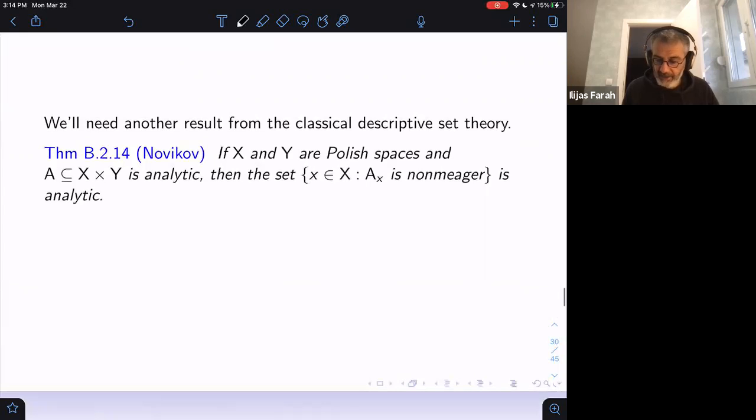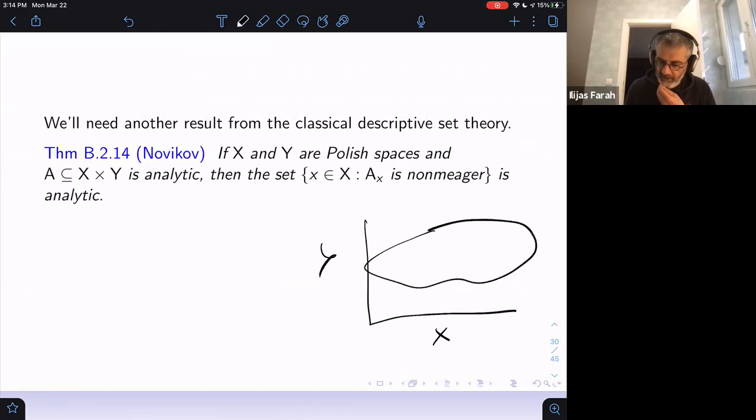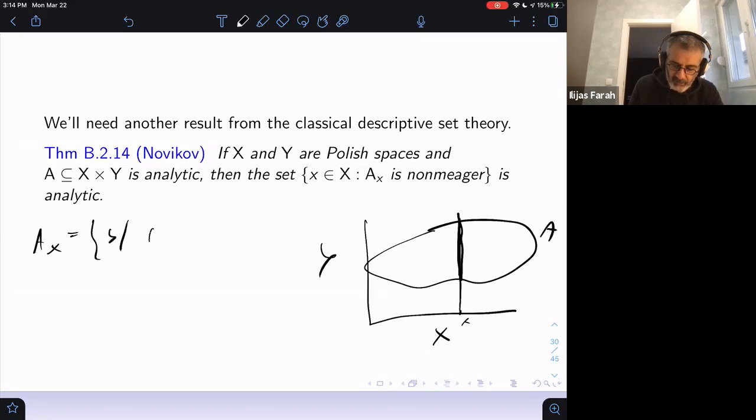Now, for the next lemma, I need a result from descriptive set theory due to Novikov. If you have Polish spaces X and Y, and a set A which is analytic, meaning it's a continuous image of a Borel subset of some Polish space, then consider the set of those coordinates x such that the vertical section A_x is non-meager. Here A_x is the set of all y such that the pair (x, y) belongs to A. If you look at all those x such that A_x is non-meager, that set is analytic.